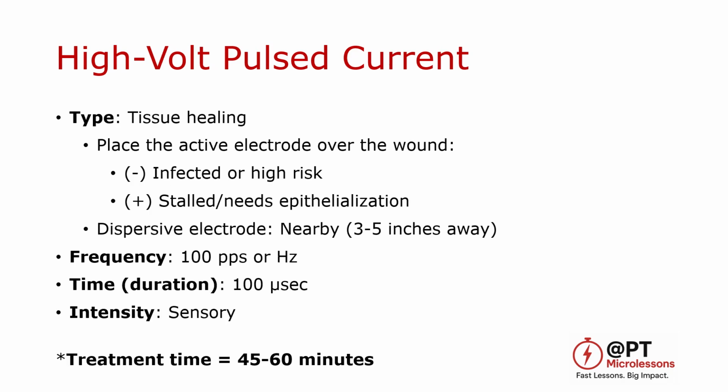Now, let's look at how it is set up. The active electrode is placed directly over the wound. If the wound is infected or at high risk, we use a negative polarity. If the wound is stalled or needs epithelialization, we use a positive polarity. The dispersive electrode is placed nearby, typically about 3 to 5 inches away.